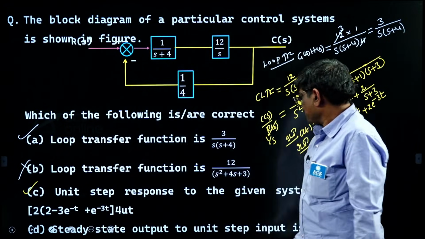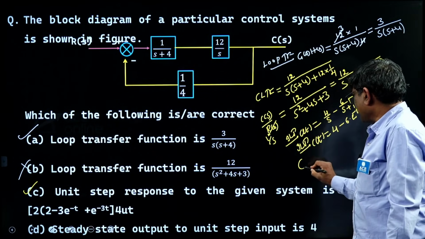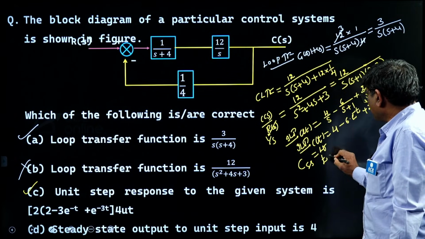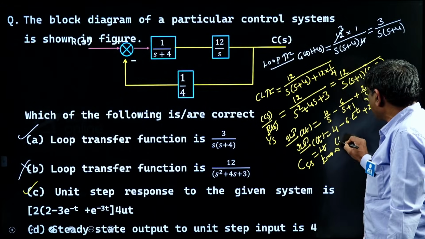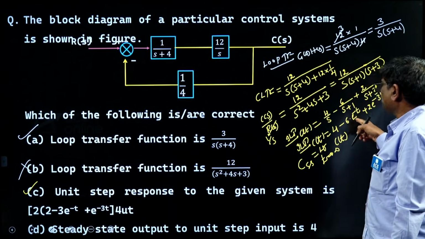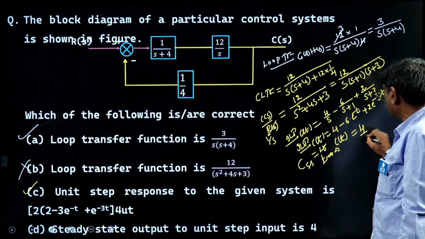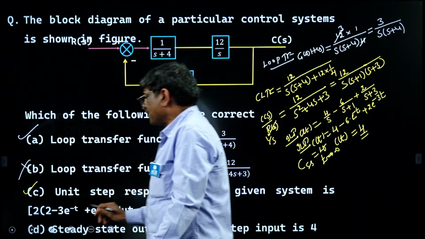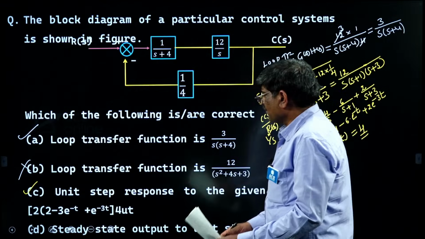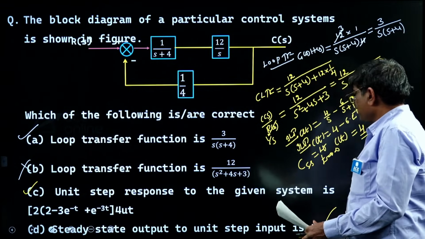Option C is correct. And the steady state output to a unit step, how much? Steady state output means CSS equal to what? Limit t tends to infinity C of t. Substitute t tends to infinity here. If we substitute t tends to infinity, e power minus infinity is 0, this is 0. That means what is the answer? 4. That means D also correct. Very good. Next one.